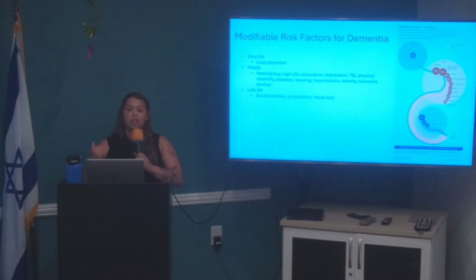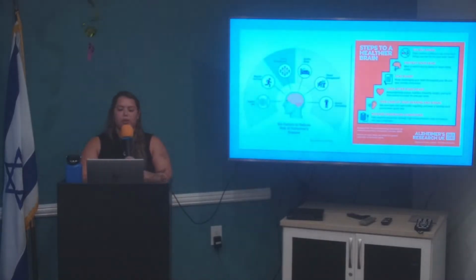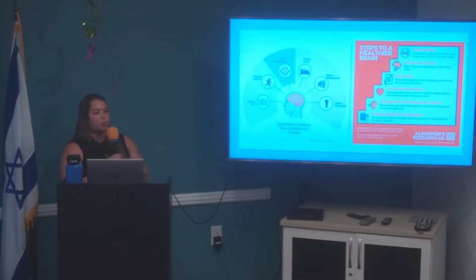These are all things that can increase your risk of getting dementia. But 45% of all of this is modifiable, right? Or these represent the 45% that is modifiable. So when we're thinking about how to keep ourselves healthy, I included both of these.